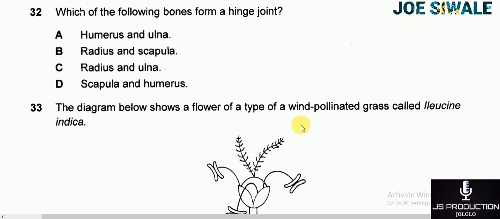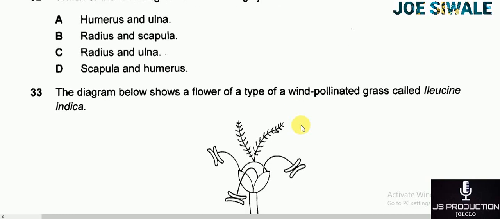Question 32 reads: which of the following bones form a U joint? A, humerus and ulna, B, radius and scapula, C, radius and ulna, D, scapula and humerus. Here my answer is A, which is humerus and ulna.